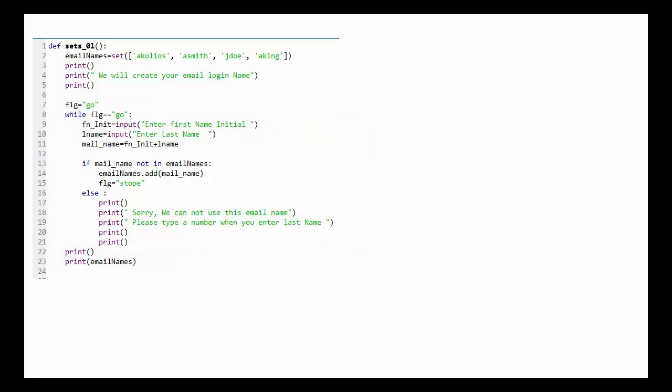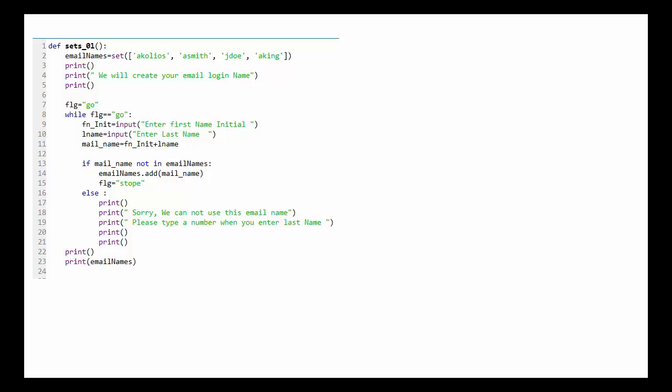On line 13, we use not in to check if the entry exists in the set, because we cannot have two emails that are identical. If the system does not find a match within the set, it will create the new email name, and then it will change the value of the flag, so we'll exit the loop. If the name does exist, in other words, if not in fails, we'll go to the else part, in which we inform the user that the entry does exist, and we suggest to add a number.